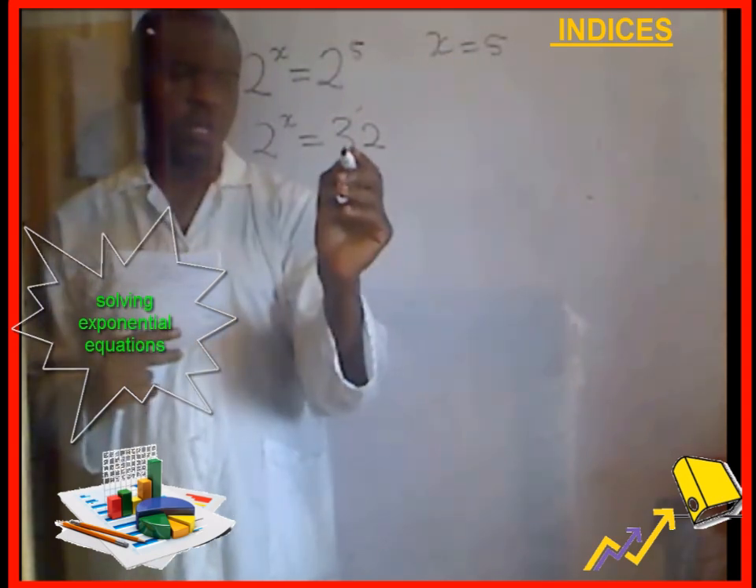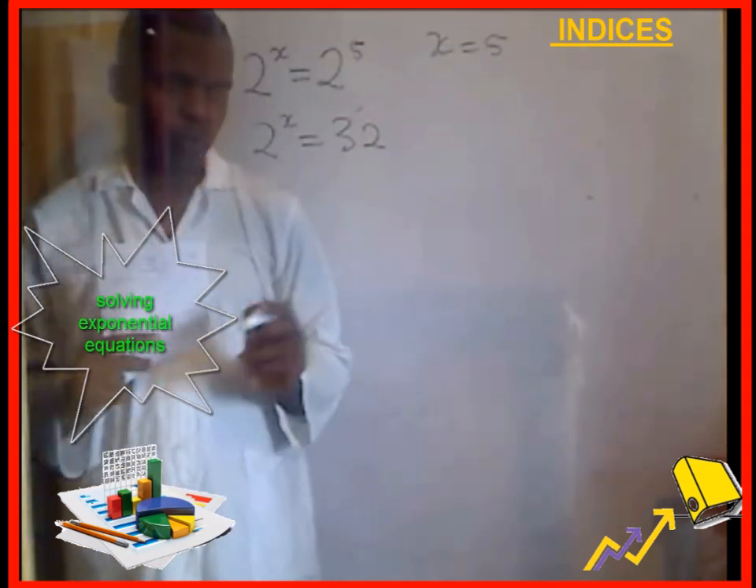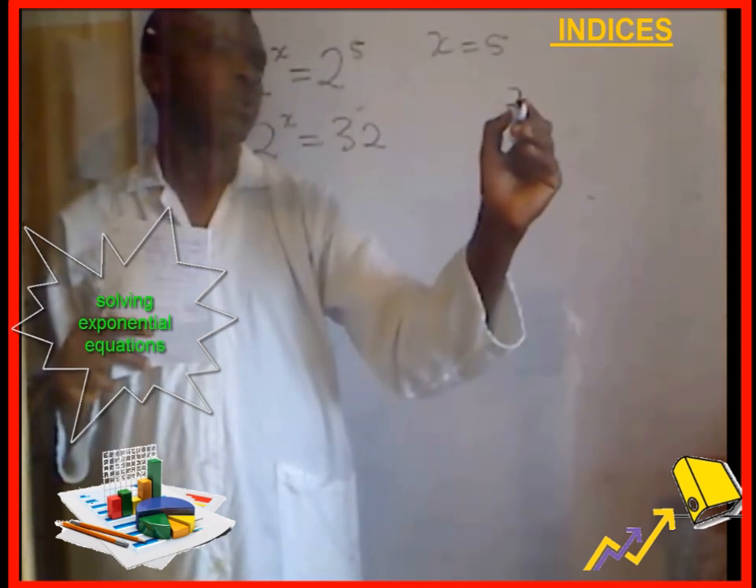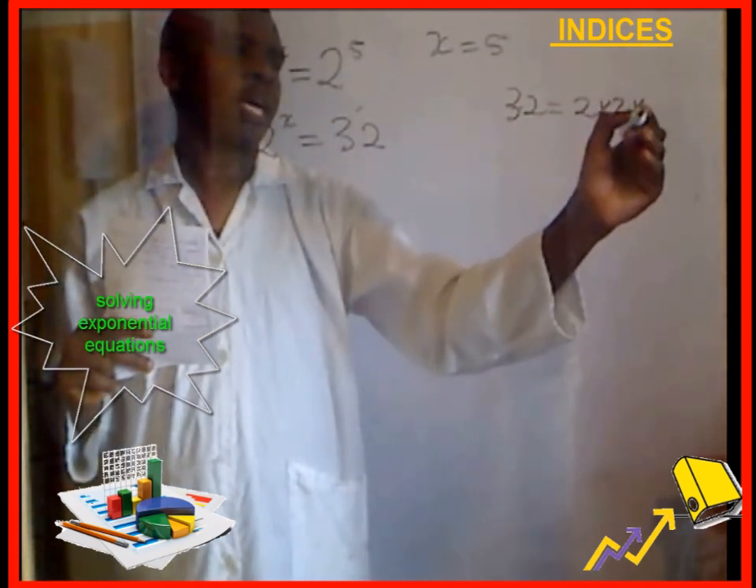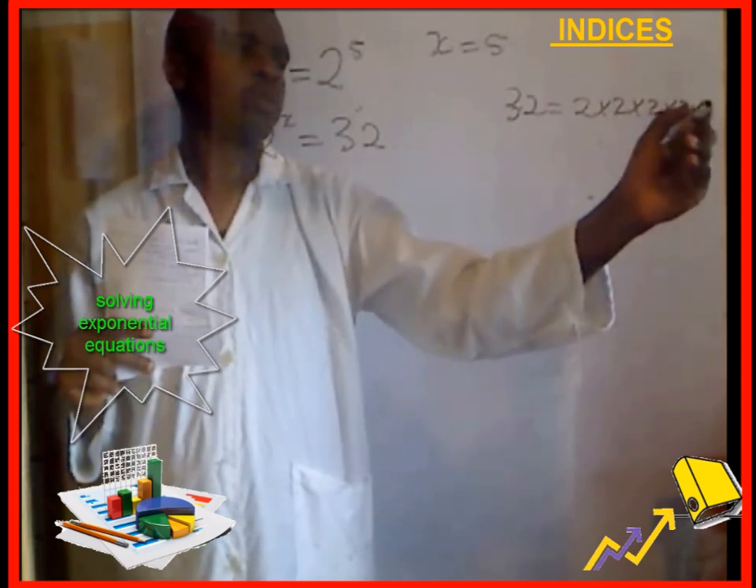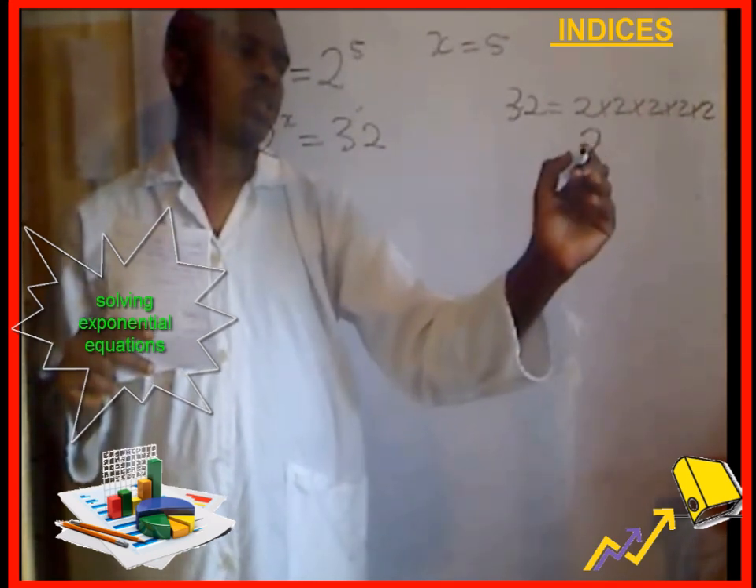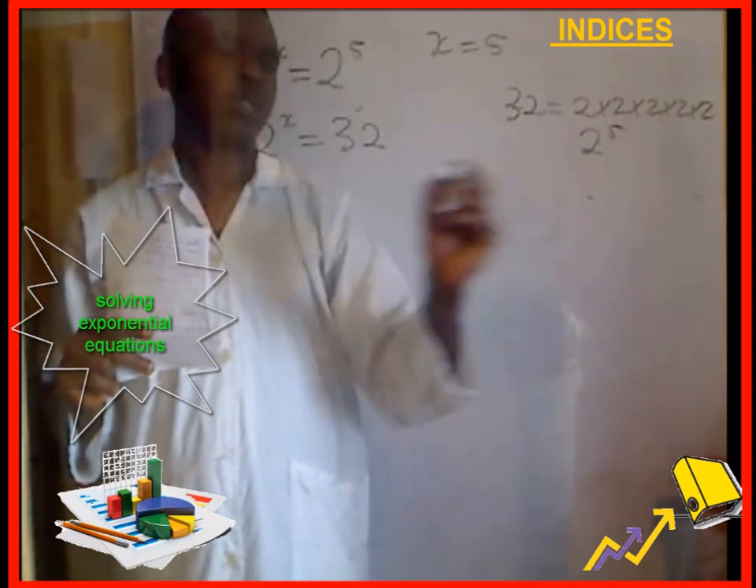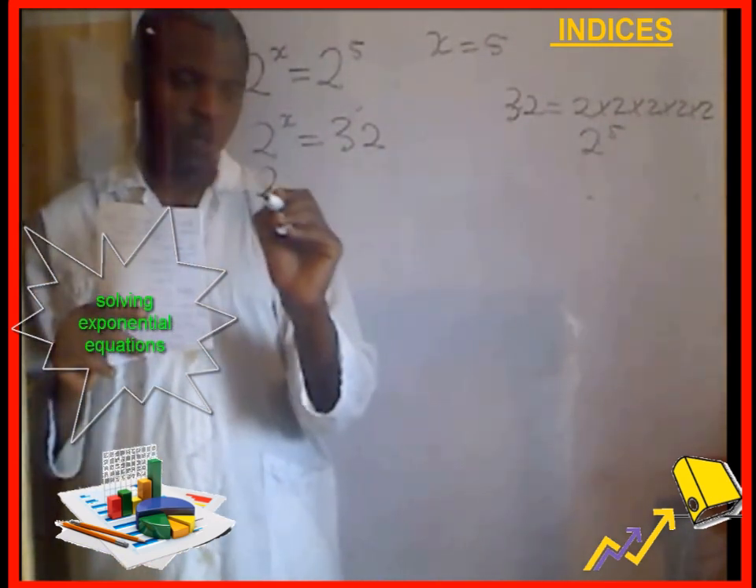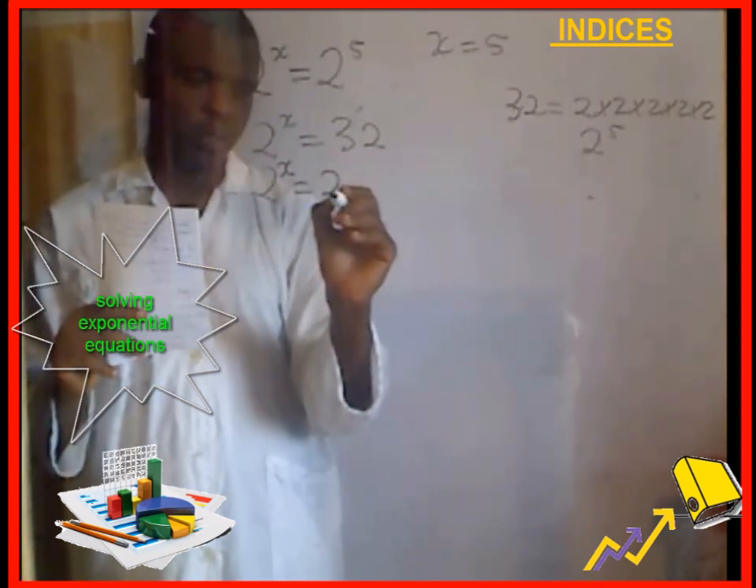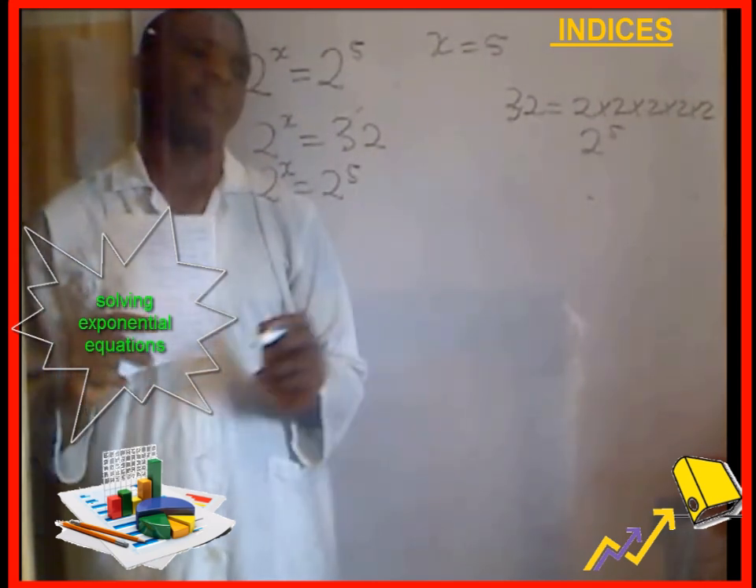What is 32 in terms of 2? So 32 is 2 times 2 times 2 times 2 times 2. So this is 2 to the 5th, which will give us 32. So I'm saying that 2 raised to the power x is equal to 2 raised to the power 5.